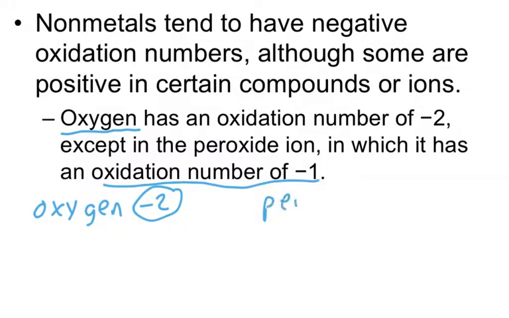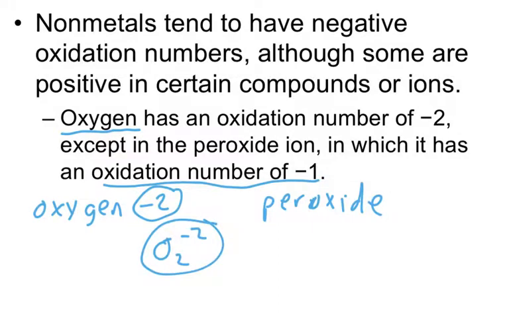something called a peroxide. In a peroxide, there's a polyatomic ion that looks like this. It's O2 -2. Think about it. The entire charge is -2. But in this polyatomic, each oxygen has a -1 charge, not -2. Examples of peroxide would be something like hydrogen peroxide. That's a very popular one. The oxygen here has an oxidation number of -1, not -2.